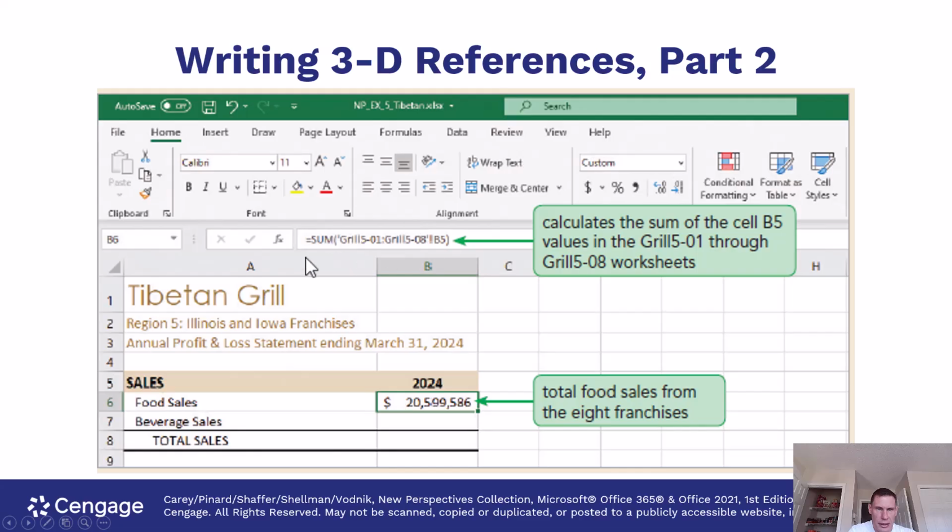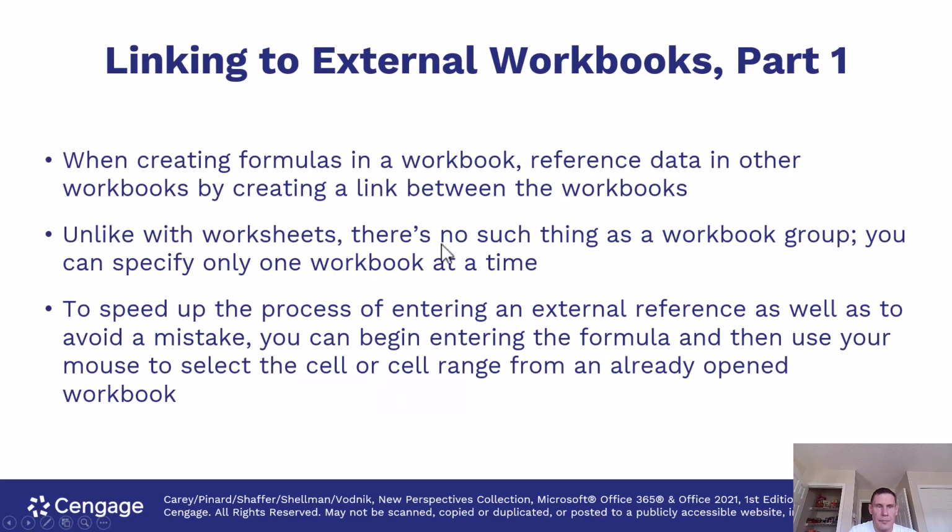So here, if we look in the address bar, this calculates the sum of the cell B5 values in the grill 501 through grill 50 worksheets. So you can see what I typed in: equals sum, open parentheses, and then you put in the worksheet information there and close parentheses, and you can just hit enter and it would do it for you. And then notice in cell B6 we've got the total food sales from the 8 franchises, which again is being driven by the formula that we entered in the top here.